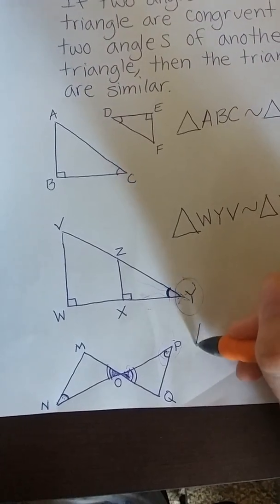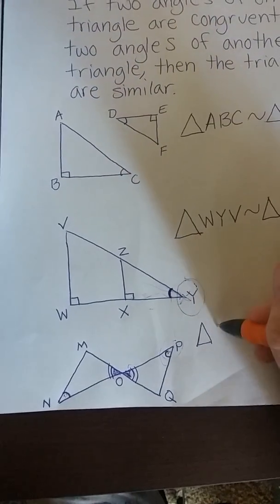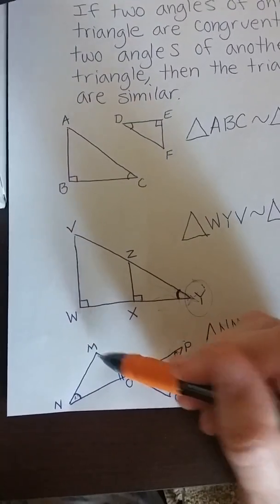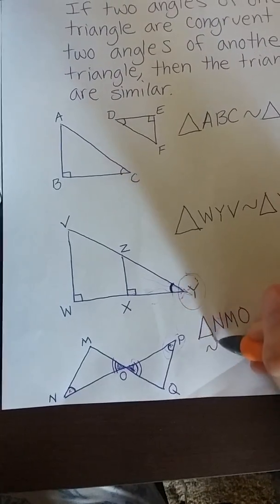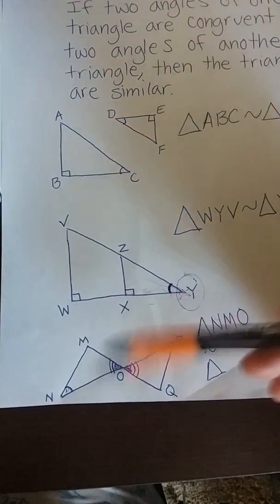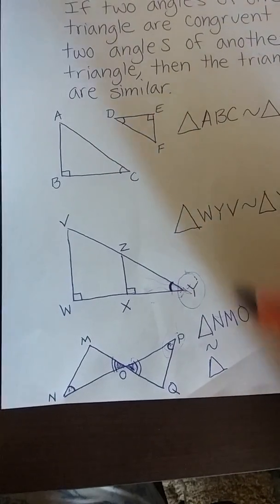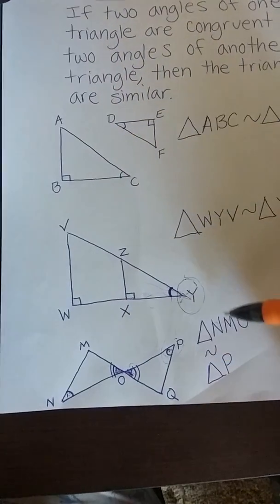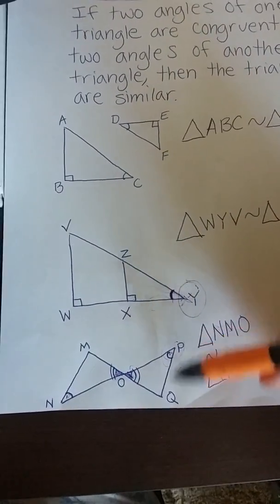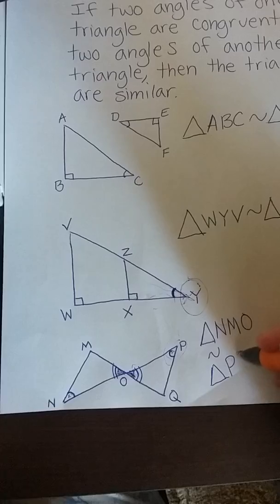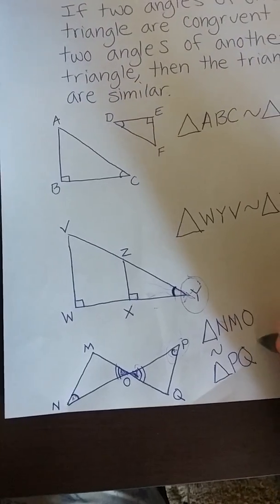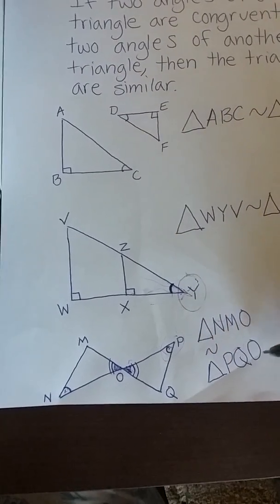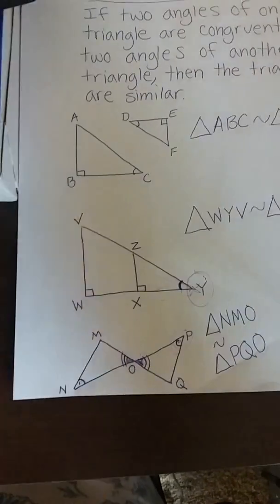When I write my similarity statement, I can say triangle, I'm going to go ahead and go N, M, O. So I'm going from single loop to unmarked to double loop, is similar to triangle. I have to go in the same order. So single loop here matches single loop here, so I'm starting with P. And then I'm going to unmarked, because here we have M, which is the unmarked angle. So here I'm going to Q, the unmarked angle. And then ending at O, my two loop angle. So I have that triangle NMO is similar to triangle PQO, again by the angle-angle similarity postulate.